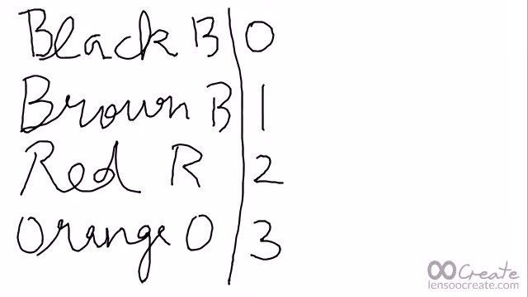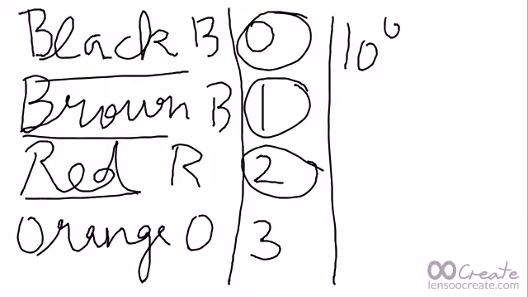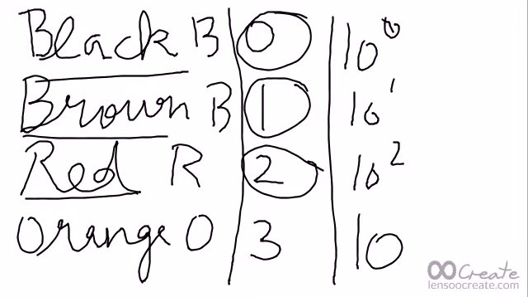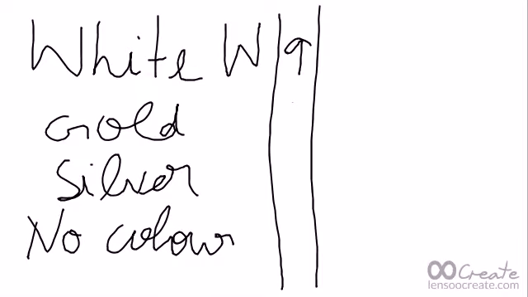So our first and second bands, if it's a 4-band resistor, will be numerical values. If it is a black color, then you will write 0. If it's a brown color, then you will write 1. If it's a red color, then you will write 2. And the third band will be a multiplier. Multiplier in the sense of 10 raised to the power 0. If the third band is black, then it will be 10 raised to the power 0. If it's brown, then 10 raised to the power 1. If red, then 10 raised to the power 2. If orange, then 10 raised to the power 3. If yellow, then 10 raised to the power 4. And if it's gold or silver, then 10 raised to the power minus 1 or 10 raised to the power minus 2.